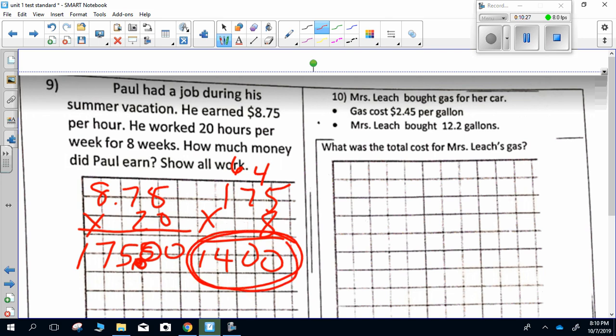You could have multiplied 8 times 20 and gotten 160 and multiplied that. No matter how you do it, you're going to get the 1,400. Okay? When you buy gas, they multiply. So I'm going to do 245 and 122. I do not need my decimal points. Remember, I just line up my numbers.